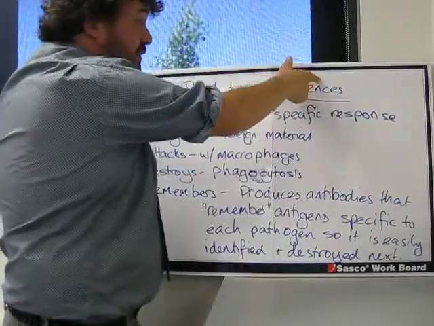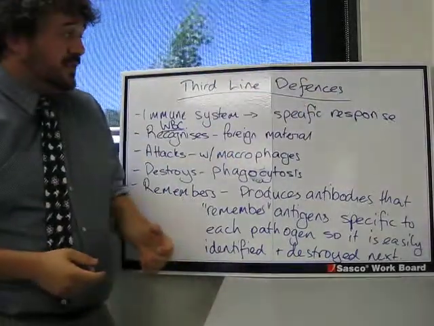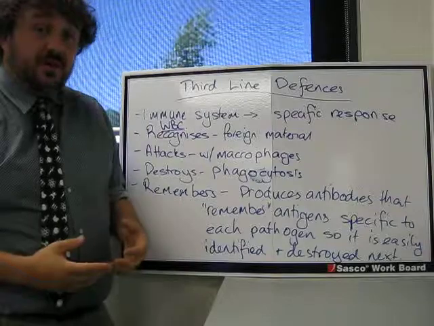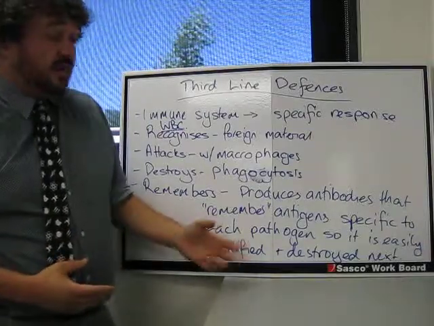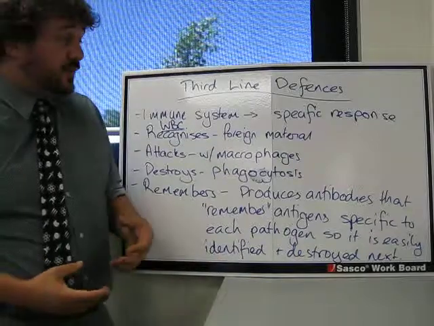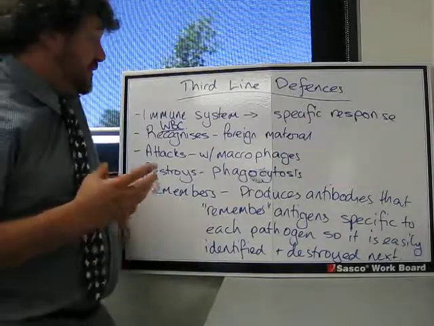This brings us to the third line of defense, which is the immune system. And this is a specific response. General phagocytosis and inflammation are non-specific, but this one is specific. So it has several steps.